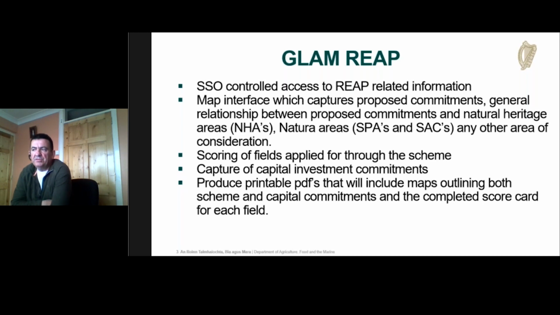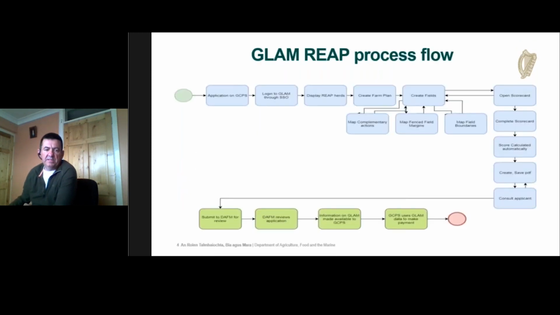Once you have those mapped, you can score the fields applied for through the scheme. So there is a scorecard, and it's very intuitive how to complete it. There's a list of questions and a series of tick boxes that you must answer. You are also able to go between the questions and the maps to map any features that you have. You also are able to capture capital investment commitments on the maps, and you will be able to produce printable PDFs that would include map outlines, both scheme and capital commitments, and the completed scorecards for each field. So I'm just going to show you basically the workflow that occurs through GLAM for REAP.